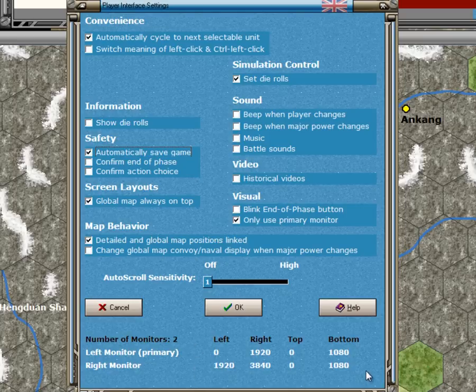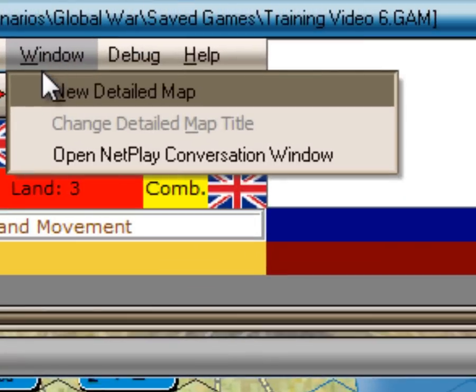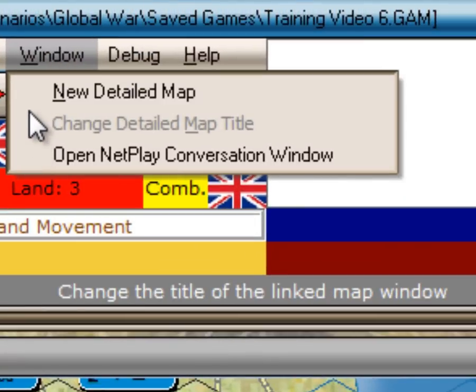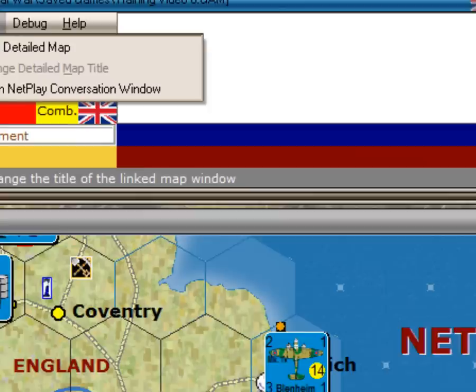At the bottom of this form, it shows you how the program is viewing your monitors. In this case, there are two monitors, and it has the one on the left and another one of the same size on the right. Windows doesn't have very much. Mostly you would use it to create a second detailed map, or a third, or a fourth. I'll show you a form in a minute where there are 10 detailed maps.